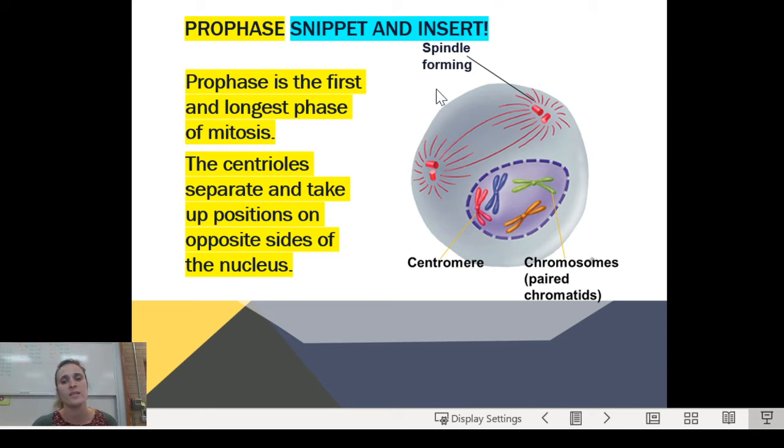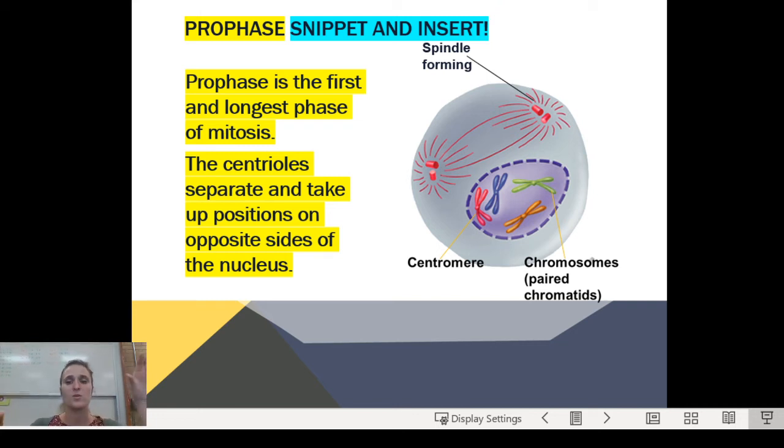Okay, so again, you're going to pause. Go ahead and title it prophase, and then pause, take a snippet of this picture right here. And then you're going to give the description. So prophase is the first and longest phase of mitosis. It's where the cell spends the most time in the M phase itself.